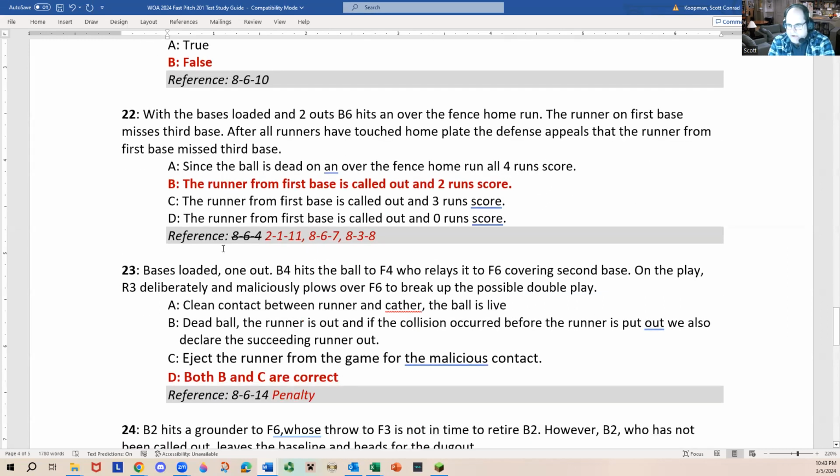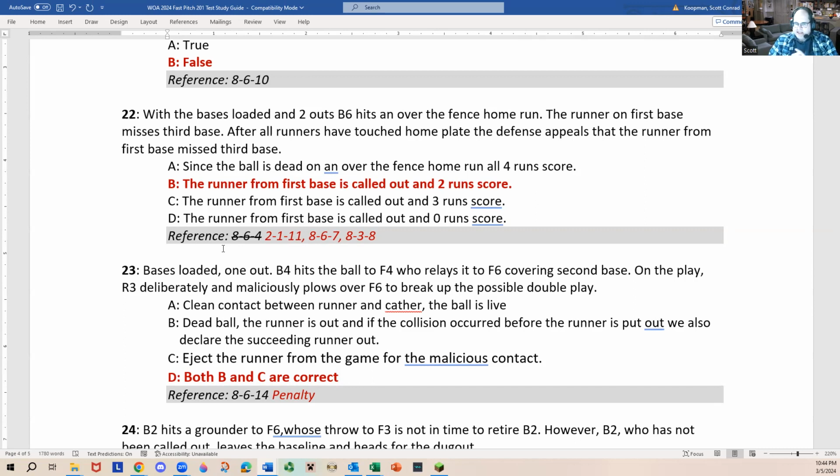Question 22. With the bases loaded and 2 outs, B6 hits an over-the-fence home run. That, by the way, is a 4-base award. The batter runner gets to go all the way to home and forces ahead every single person, right? It causes them to move.